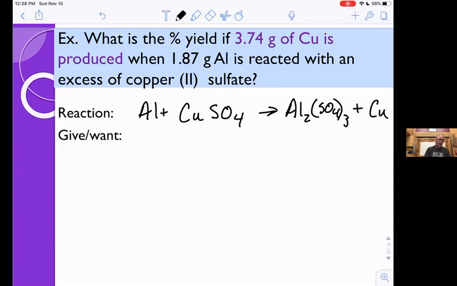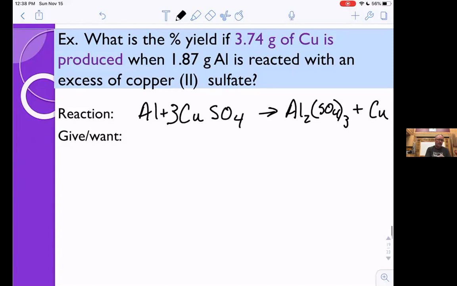I need to go balance this thing. Let's see, I've got 3 sulfates there. So let's go put a 3 in front of the copper 2 sulfate. That changes my number of coppers. And I need 2 aluminums to balance my aluminums. And there we go. I'm told I have 1.87 grams of aluminum. And I'm told I have excess of the CuSO4. So I don't even need to worry about the CuSO4, the copper 2 sulfate. What I'm looking for is, what is the percent yield of copper?